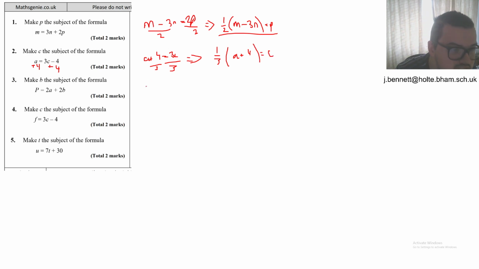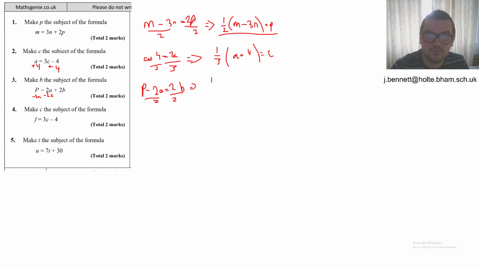Part 3, make B the subject of the formula. We're going to take 2a off both sides. So p minus 2a equals 2b. Divide both sides by 2. So we're going to get half of p minus 2a equals b.